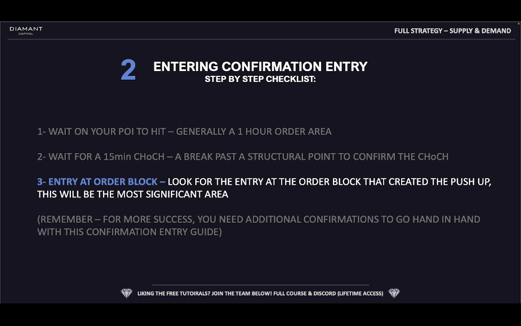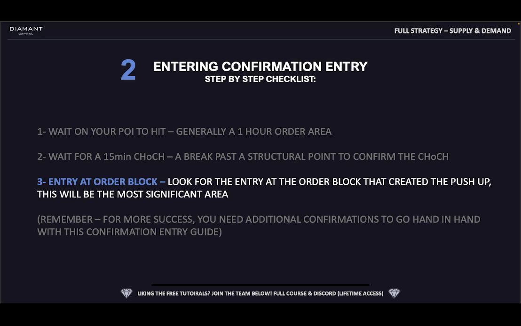Now thirdly, once we get that change of character, we're pretty much going to be waiting on an entry at an order block. Now there are a few variations of this, and I have talked about this in some of my other YouTube videos, but just as a general baseline checklist that we are going to look for, take your entries at that order block that created the push up past the market structural point. Now this is going to be the most significant area. Why is this? Because this order block is pretty much the reason why we got that push up.